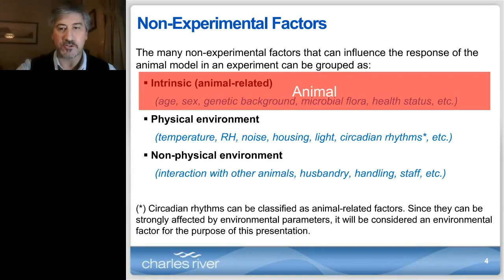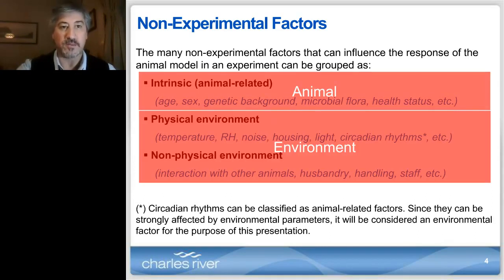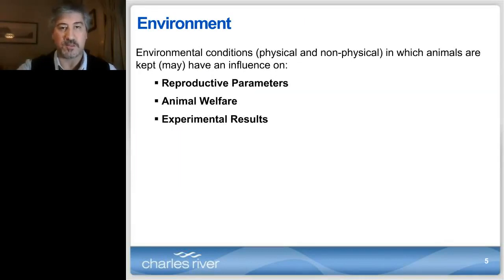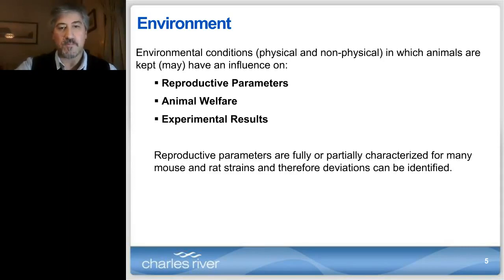So these non-experimental factors we can group into the ones that are animal-related, and the rest is the environment, and that's going to be the discussion today. We all know that the environment has an impact on reproductive parameters, on animal welfare, and on experimental results, which is the subject of the discussion today. The reproductive parameters in rodents are very well characterized. So it is easier to identify a deviation in these parameters, and then we may be able to link a problem in the environment with a reproductive problem.